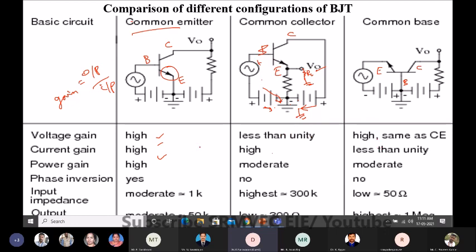So common emitter configuration is the configuration that will be used everywhere. Okay, normally in an amplifier, what is the configuration? Common emitter. Why? Because the gain is high compared to your other two configurations. So that is the important reason why we have common emitter configuration everywhere. Right.